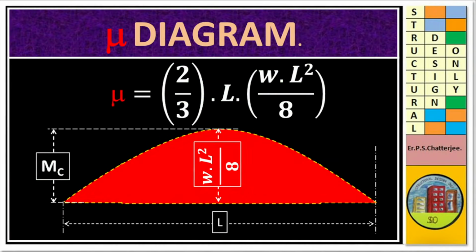Mu diagram. This is actually mirror image of simply supported bending moment WL square by 8, and area under this curve is Mu. It's going to be 2/3 into L into WL square by 8.